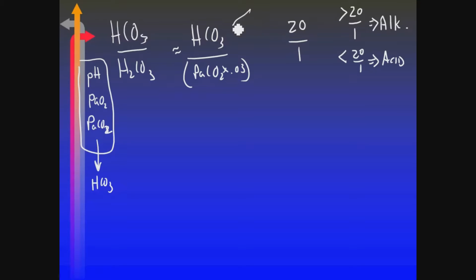So looking at this one, in order to create an alkalosis, what has to happen? In order to make that ratio greater than 20 to 1, there's two ways to accomplish that.